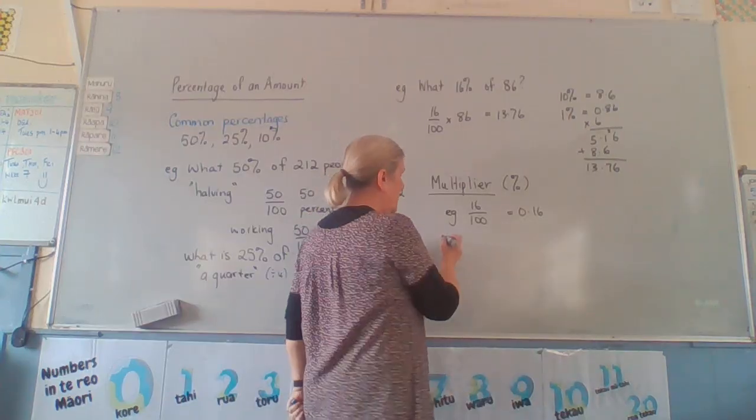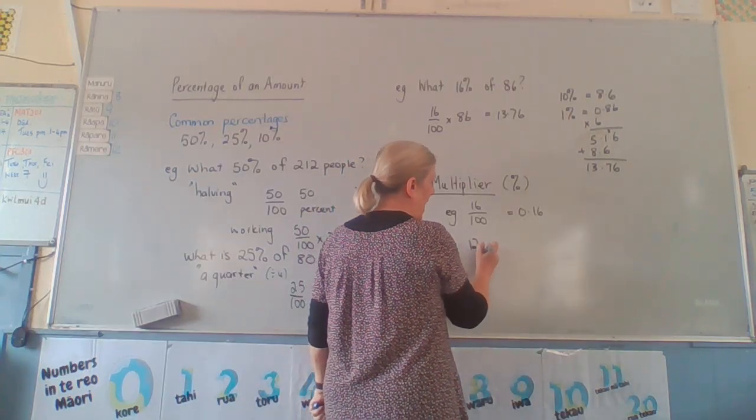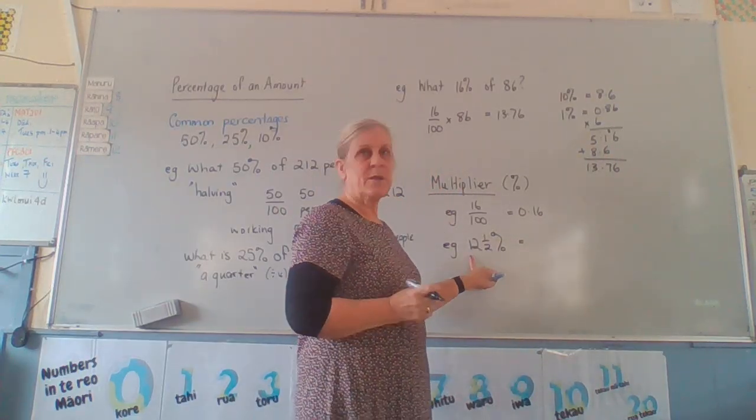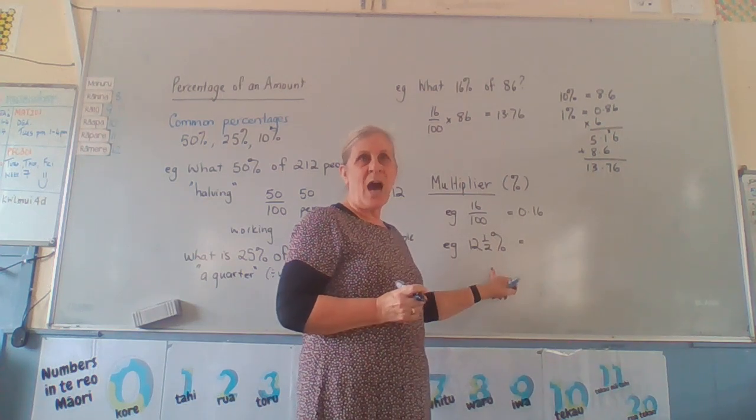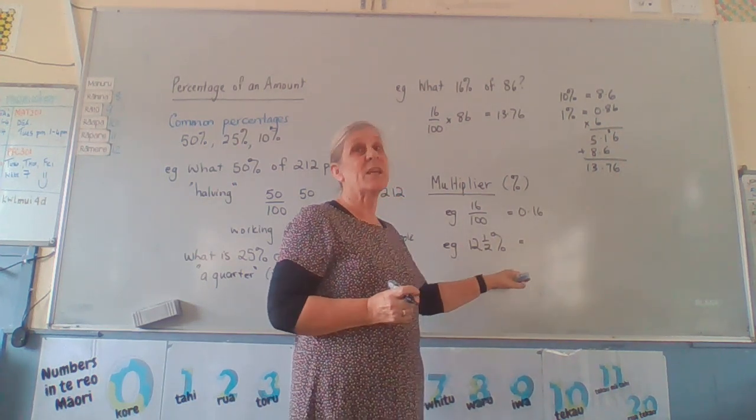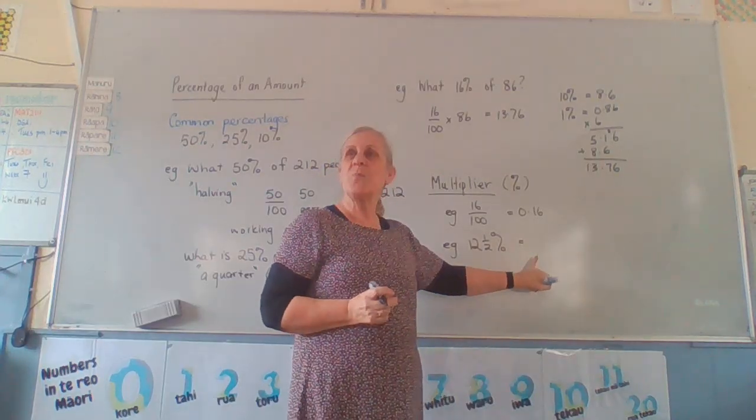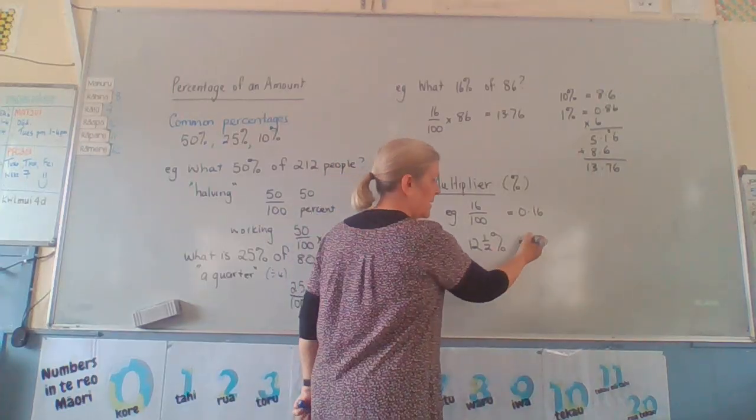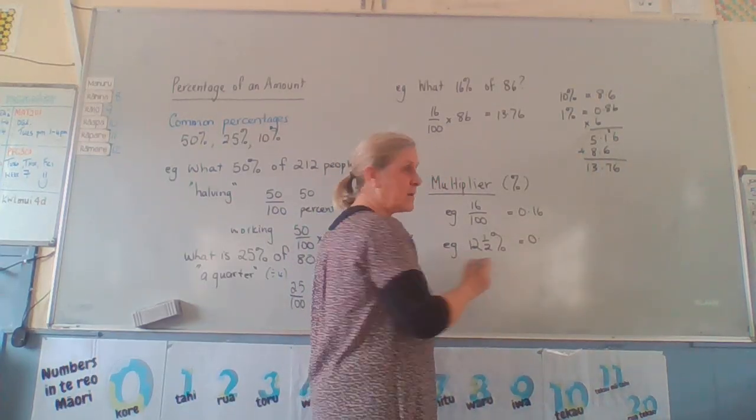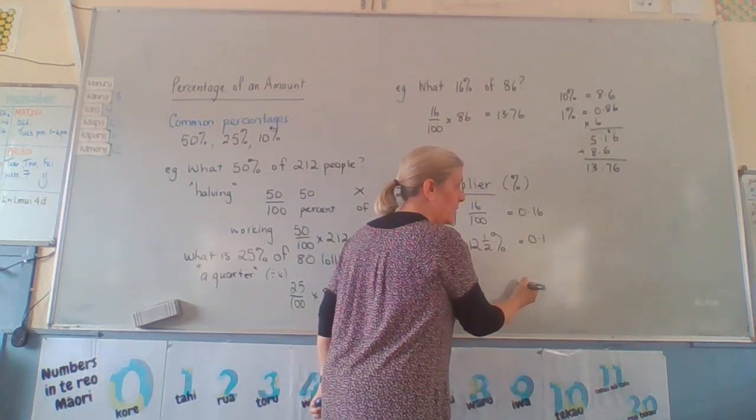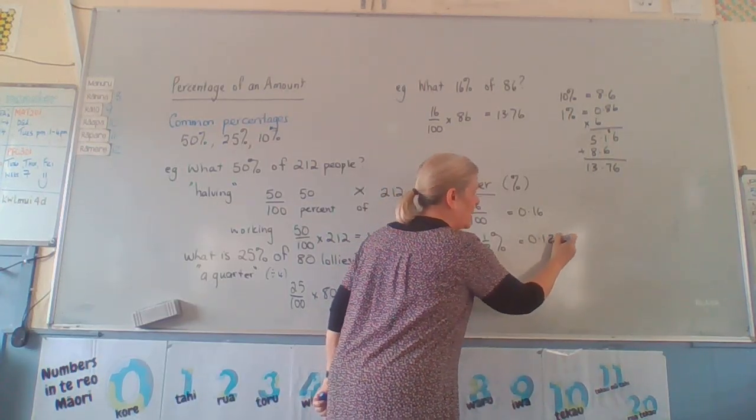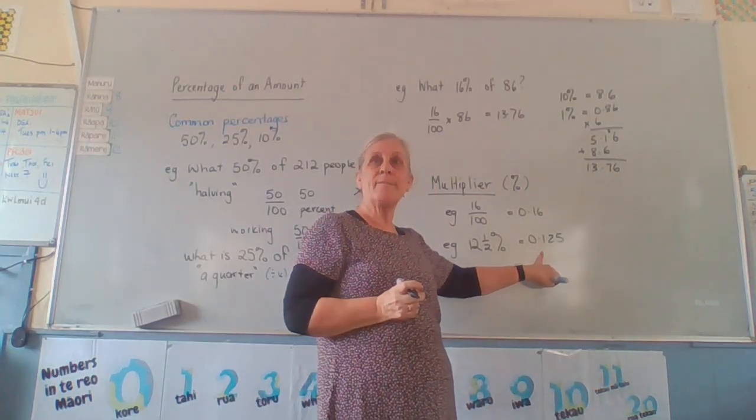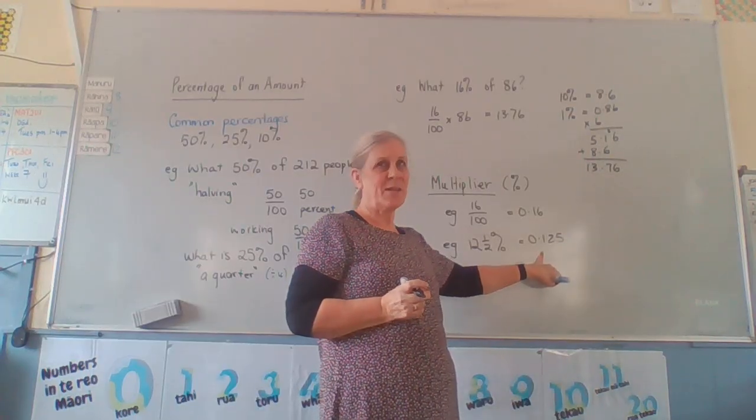So we might have 12.5%. All right? We don't want to do 10 and then 2 and then half of a 1. So if we were using a calculator for this, what would the multiplier be? 0.125. Good. Can anybody tell me what fraction that is? 1/8. All right.